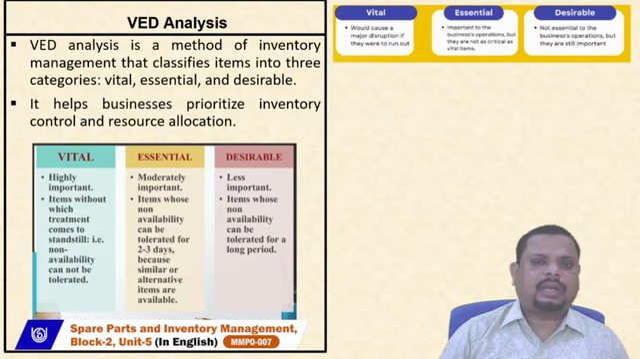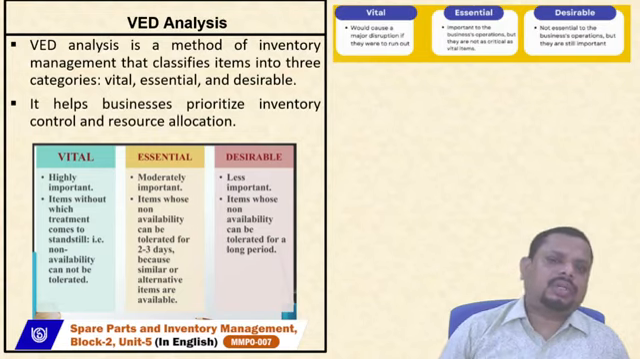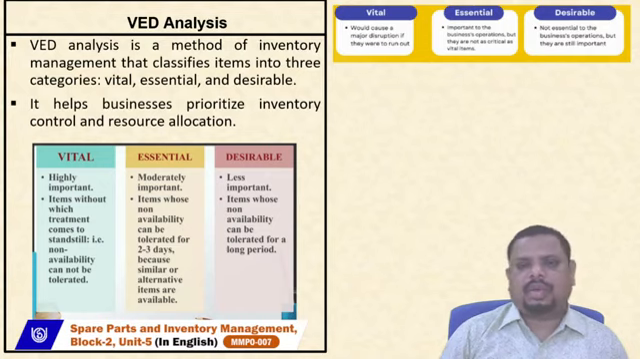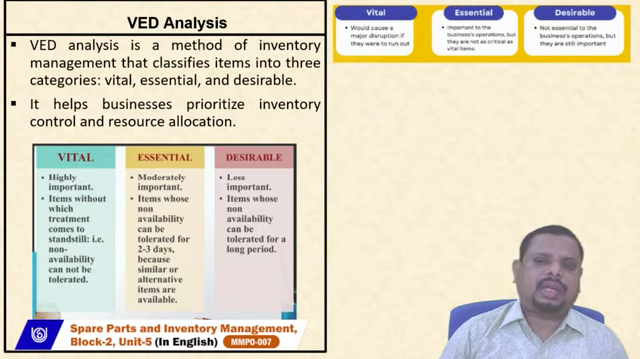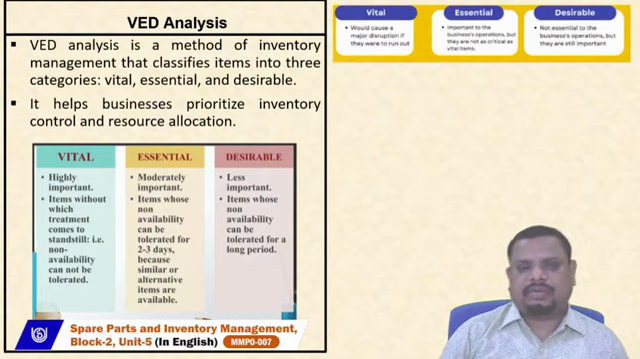So if you go for vital items, it would cause a major disruption if they are not available and they were to run out in the industries. Then essential items are of importance to the business operation, but are not as critical as the vital items. And desirable items are non-essential to the business operations, but they are still important inventories. So these are the overviews of your VED analysis, which stands for vital, essential, and desirable items.